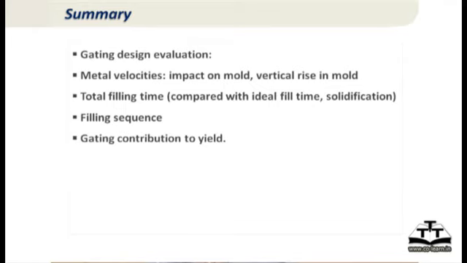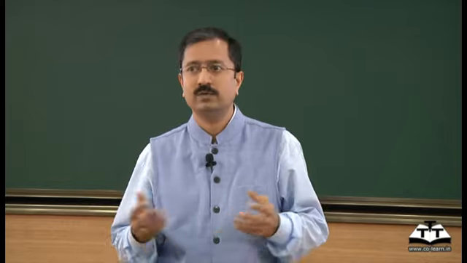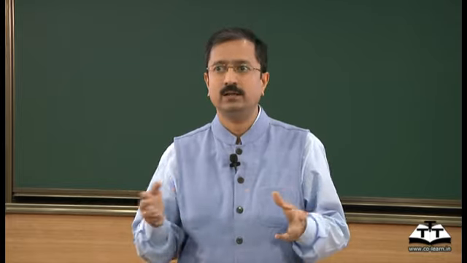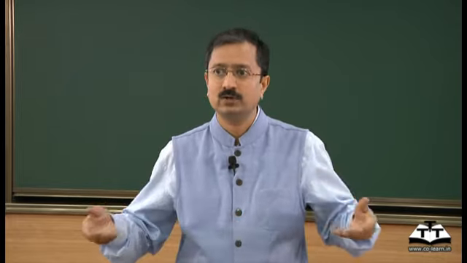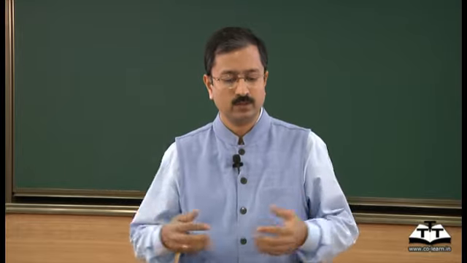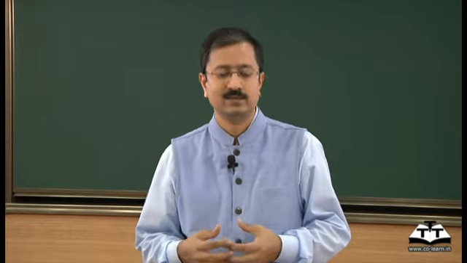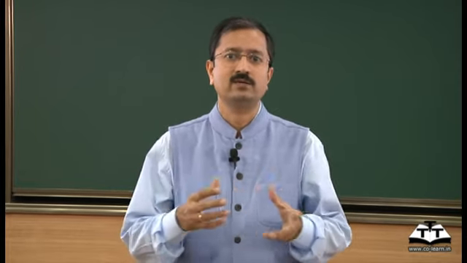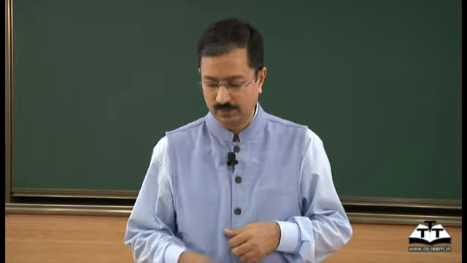To summarize, we looked at how we evaluate a gating system. We looked at velocities, especially impact of metal on the mold cavity. We looked at how we estimate the total filling time of a mold cavity. We also looked at the vertical velocity of the metal in the mold cavity, and that should be uniform, otherwise you can have lap or misrun or a blowhole. And then the filling sequence in a complicated casting could be controlled. Especially we said it should be as uniform as possible by putting multiple gates and more symmetric gating systems. And finally we looked at the gating contribution to yield and how we can try to maximize that by strategically locating the sprue to minimize the runner length.